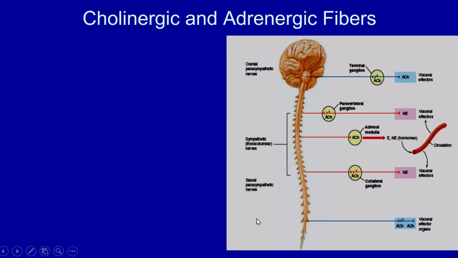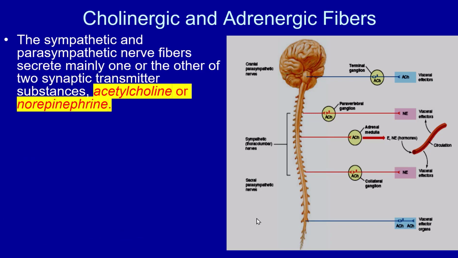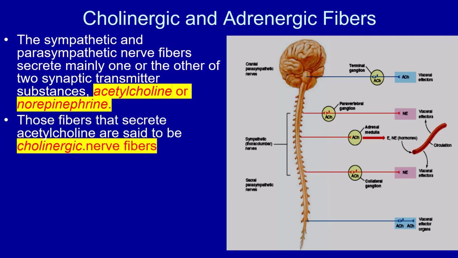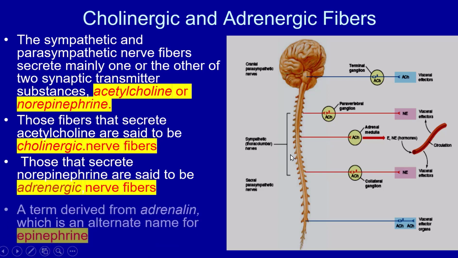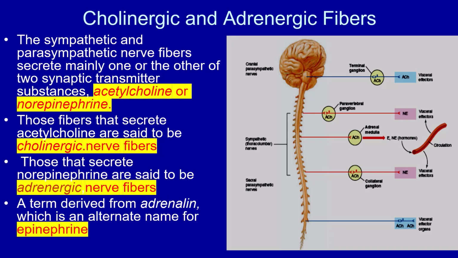Cholinergic and adrenergic fibers. The sympathetic and parasympathetic nerve fibers secrete mainly one or the other of two transmitter substances, acetylcholine or norepinephrine. Those fibers that secrete acetylcholine are said to be cholinergic nerve fibers. And those fibers which secrete noradrenaline are said to be adrenergic nerve fibers. Adrenergic is a term derived from adrenaline, which is an alternative name for epinephrine.